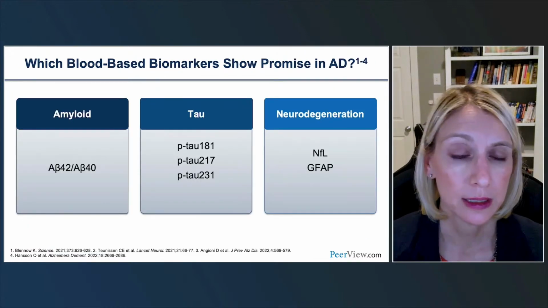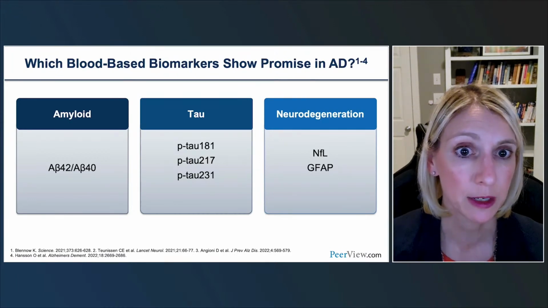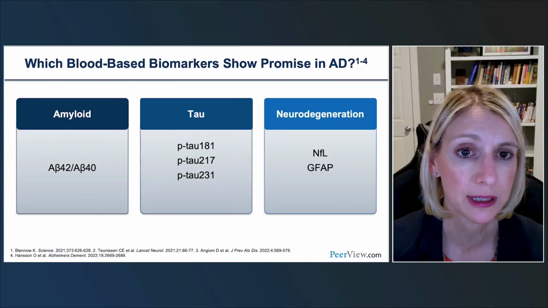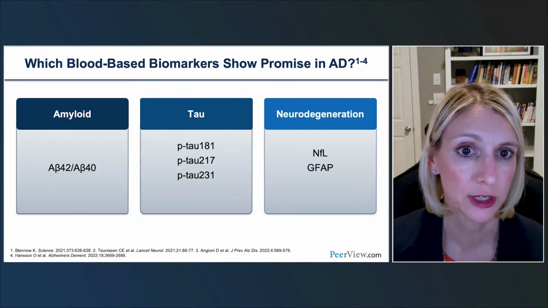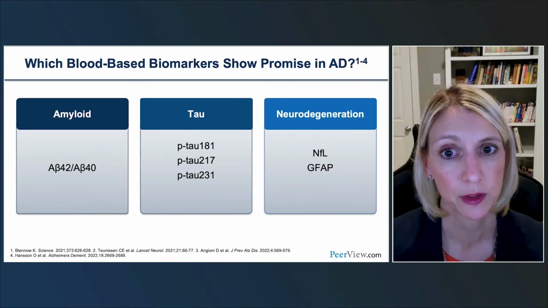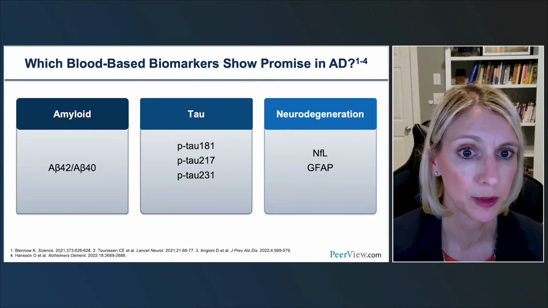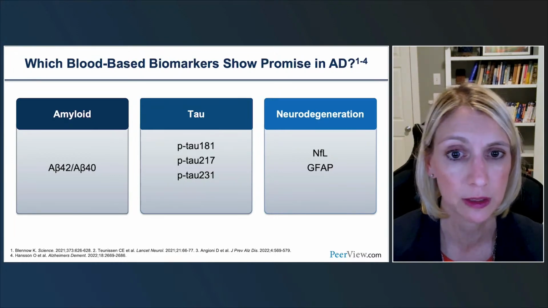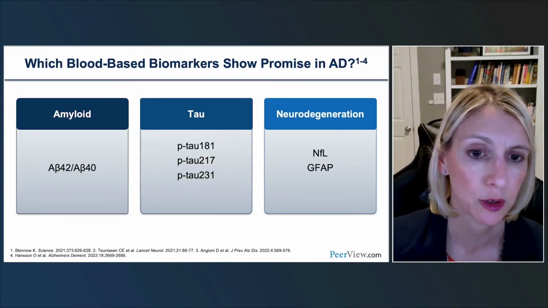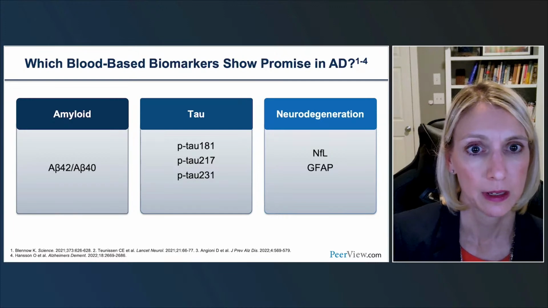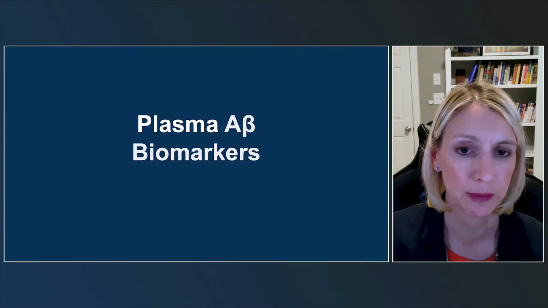Now, following in line of the description that Dr. Sabbagh gave in terms of blood-based biomarkers, we also have markers that are indicative of ATN. So the plasma amyloid beta 42/40 ratio in blood is indicative of amyloid pathology. We have multiple tau isoforms, potentially indicative of tau pathology. And then for neurodegeneration, we have neurofilament light, or NFL, as well as glial fibrillary acidic protein, or GFAP. And I'll go through each of these briefly, starting with the plasma amyloid biomarkers.